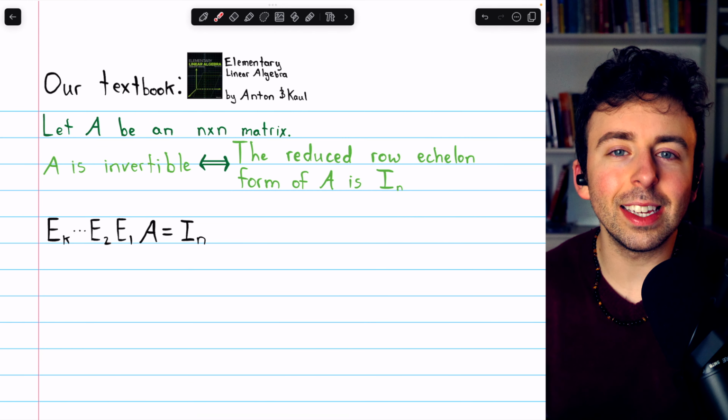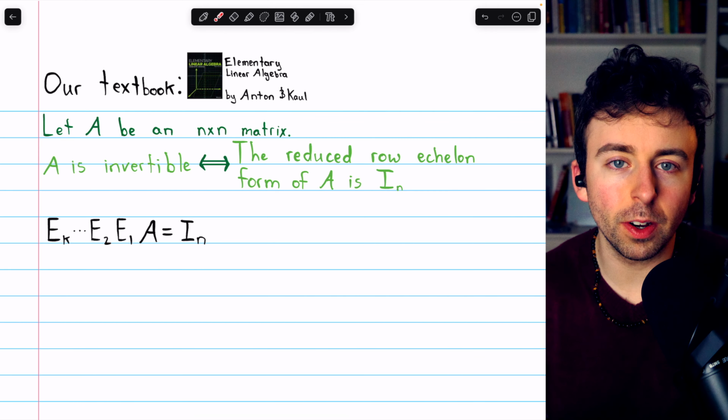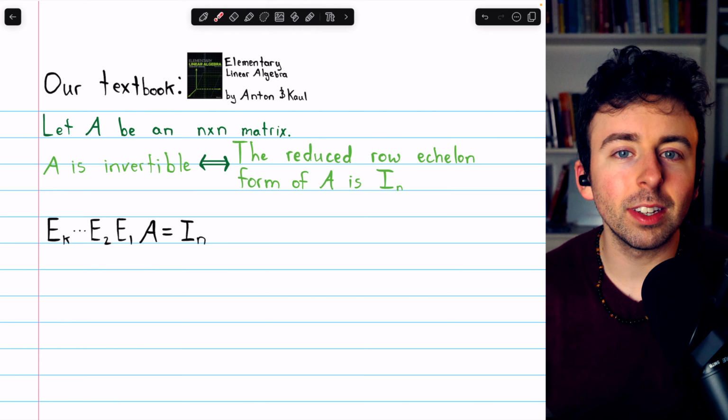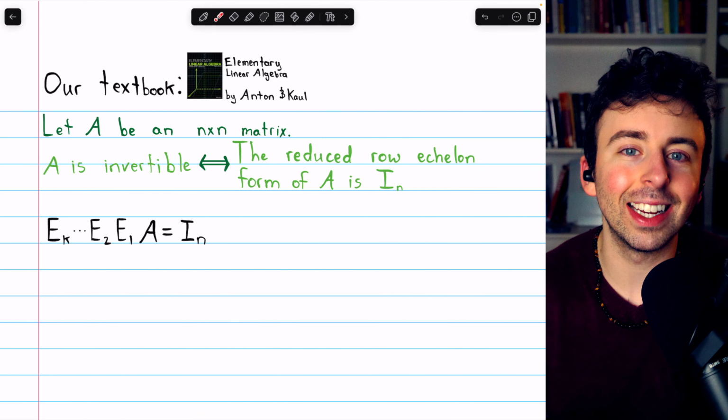In this video, we'll see how to find the inverse of a matrix by using Gauss-Jordan elimination. All we have to do is turn a matrix into reduced row echelon form, and by doing that, we're going to be able to find its inverse.